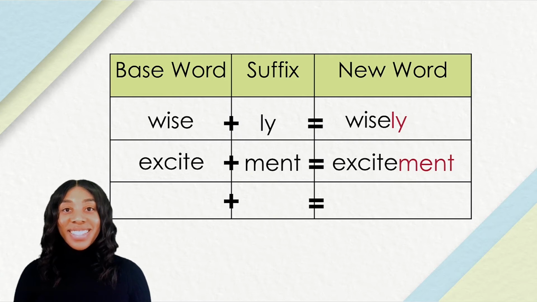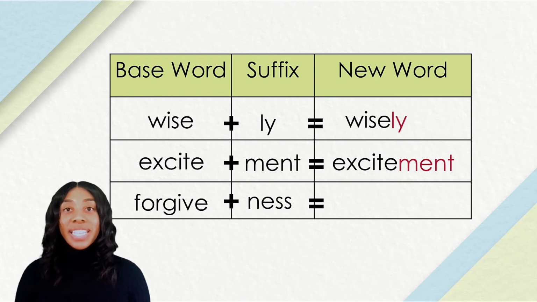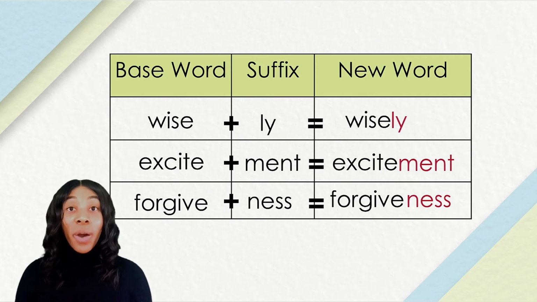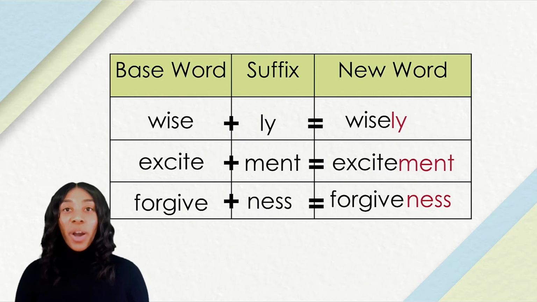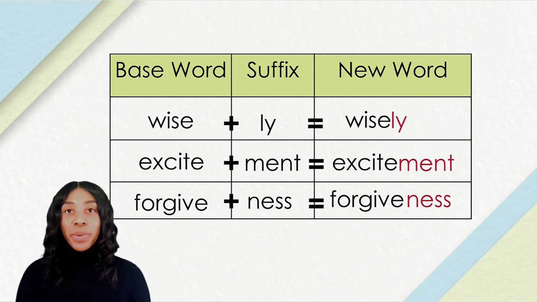Our last one. The base word is forgive. Our suffix is ness. When we put these two together, what new word do we have? Forgiveness. Did we see a change to our base word? No, it stayed the same again. Go ahead and write the word forgiveness on your paper. Once you're done, go ahead and give yourself a pat on the back for all your hard work.